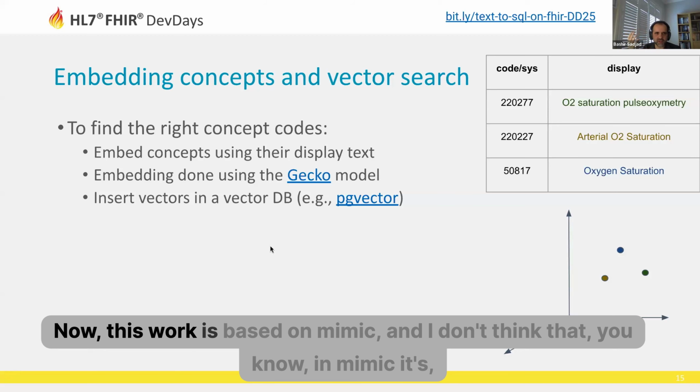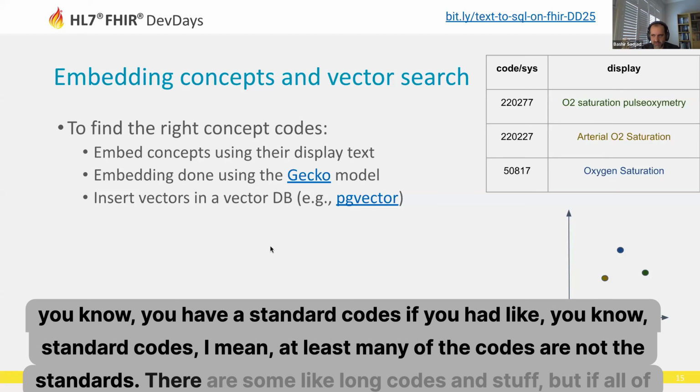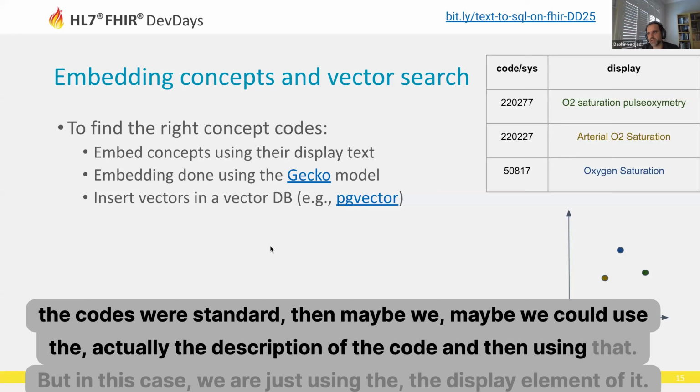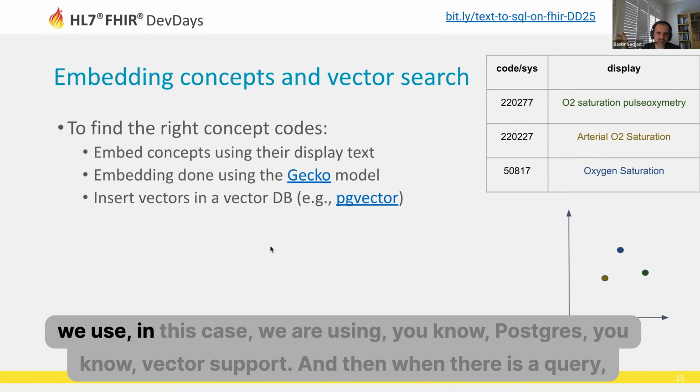Now, this work is based on MIMIC, and I don't think that in MIMIC you have standard codes, or at least many of the codes are not standard. There are some long codes and such. If all of the codes were standard, then maybe we could use the description of the code, but in this case we are just using the display element. And here we are using Postgres vector support.